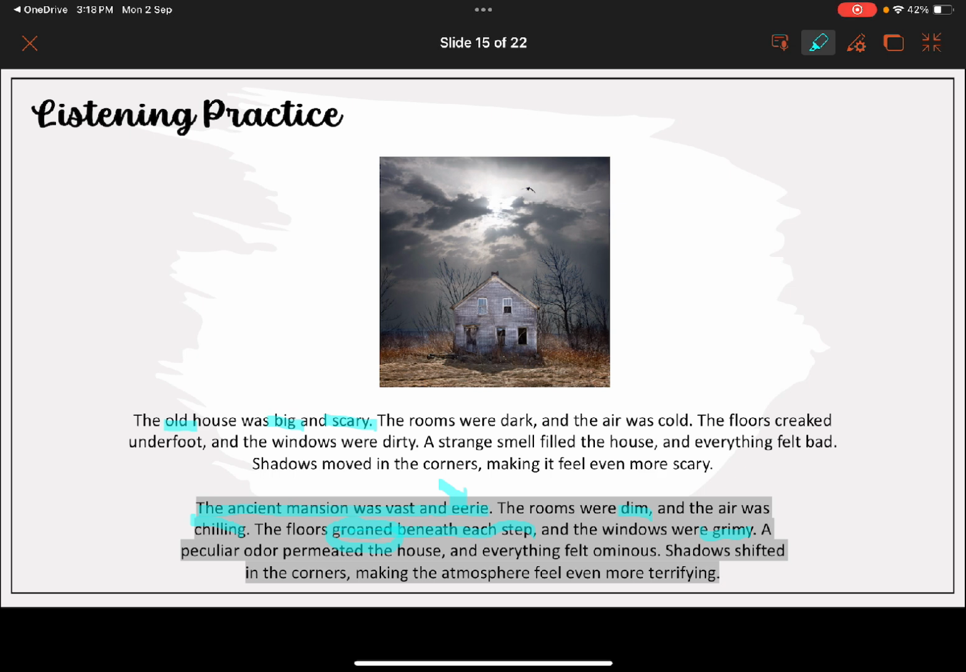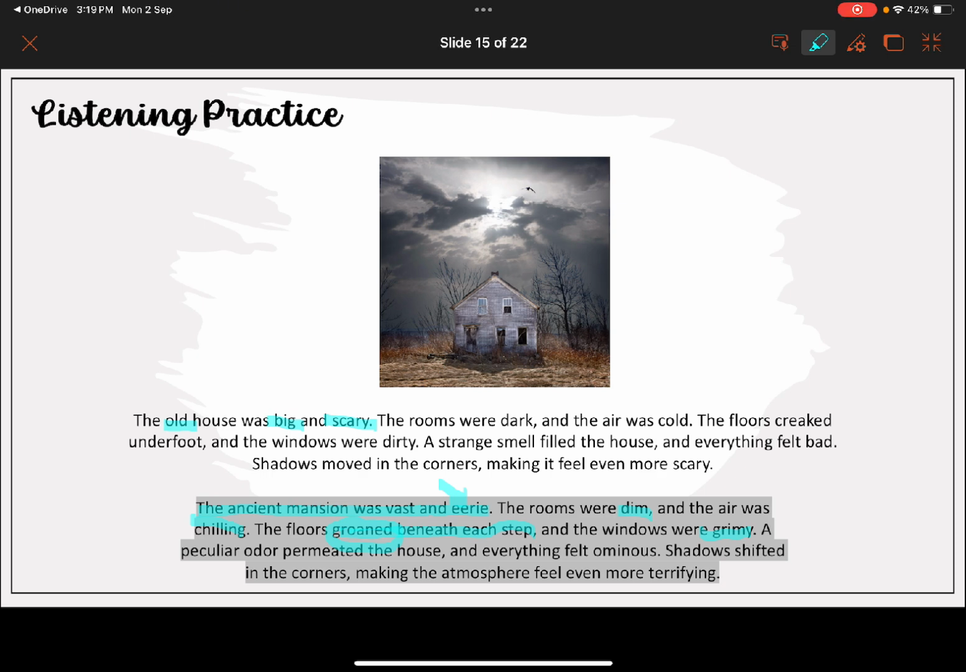Now groaned is usually a sound that you would associate with a human. The human groaned in pain. However, I've used it to describe the floorboards here. This technique of personification is often used by authors as descriptive features of their language. However, I've used groaned as a synonym for creaked. You still know that those floorboards are making a sound.